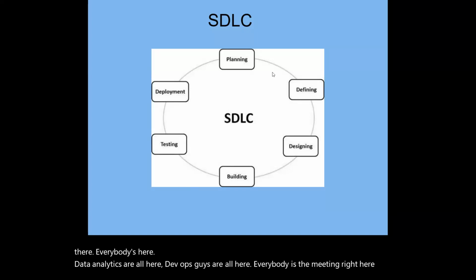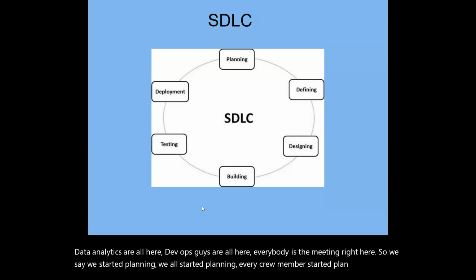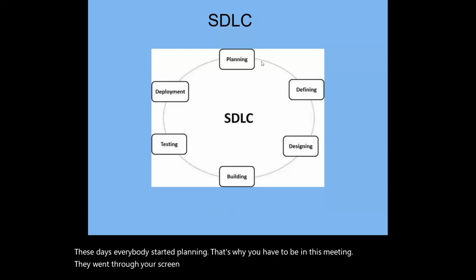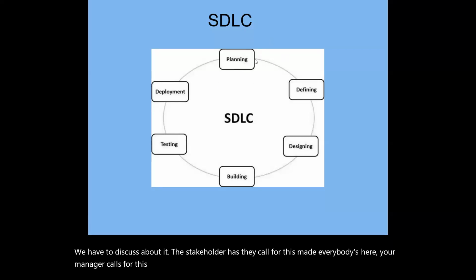So we say we start the planning. We all start the planning. Every QA member starts the planning. BAs, everybody starts the planning. That's why you have to be in this meeting. They monitor your screen. They know that you should be in this meeting. Everybody has to be there. You have to discuss it. The stakeholders, as they call for this meeting, everybody's here. Your manager calls for this meeting. Everybody has to be there.